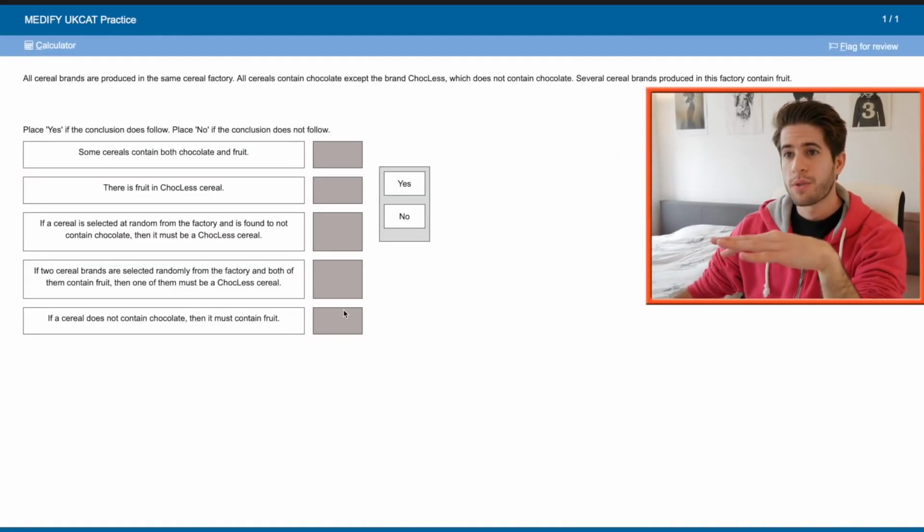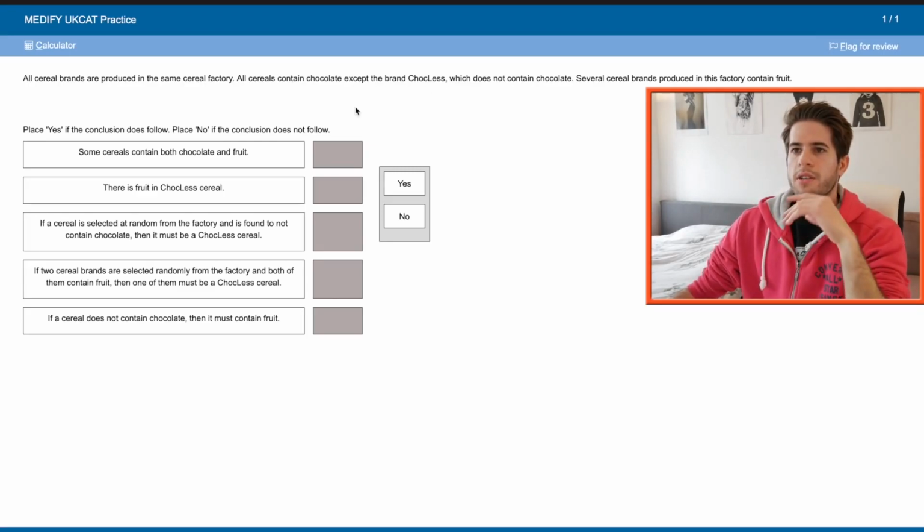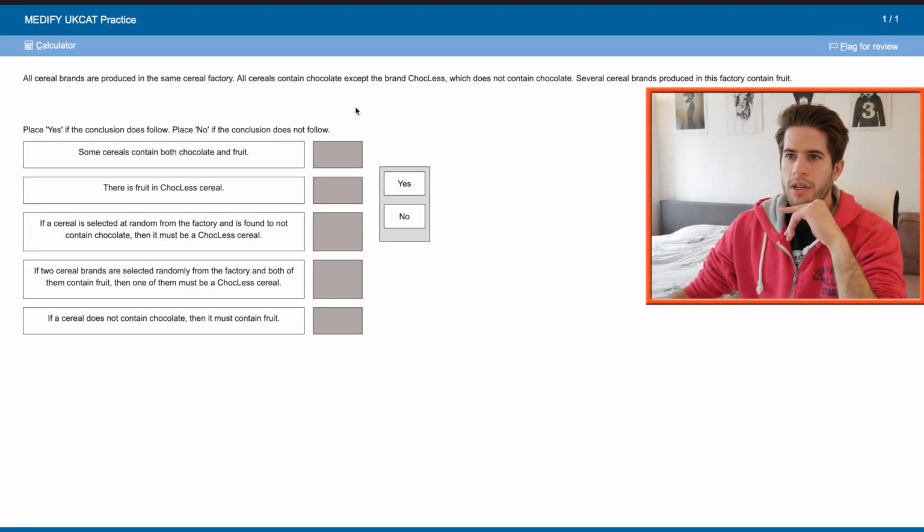All right. Next question. All cereal brands are produced in the same cereal factory. All cereals contain chocolate except the brand Chocoless, which does not contain chocolate. Several cereal brands produced in this factory contain fruit. Okay, so let's evaluate these conclusions. Some cereals contain both chocolate and fruit.